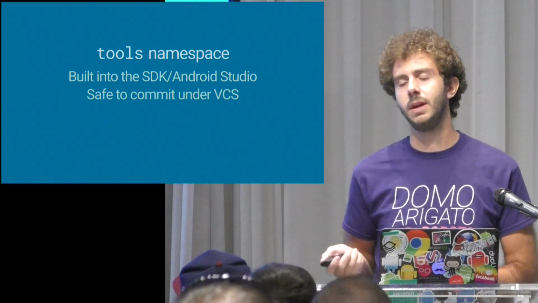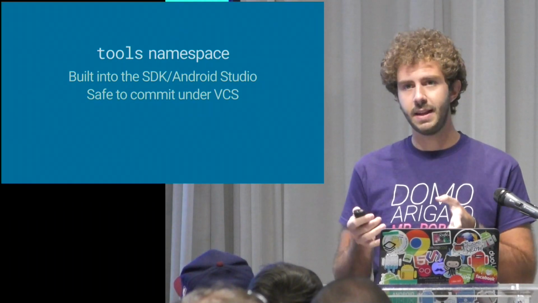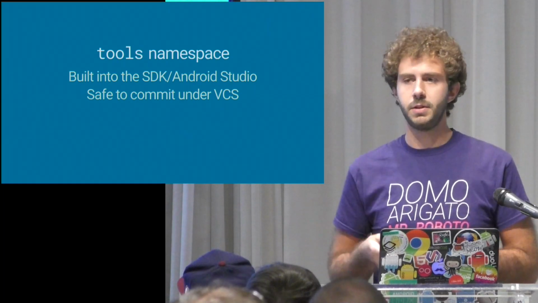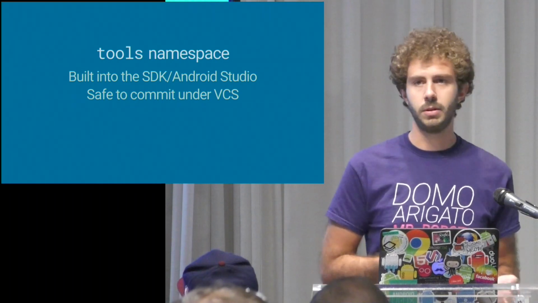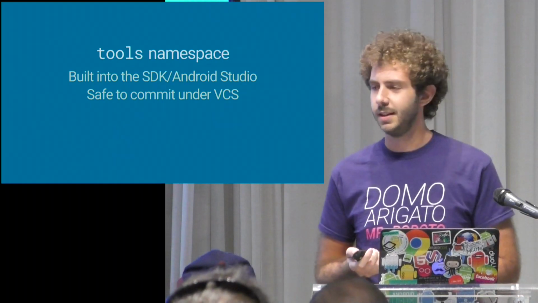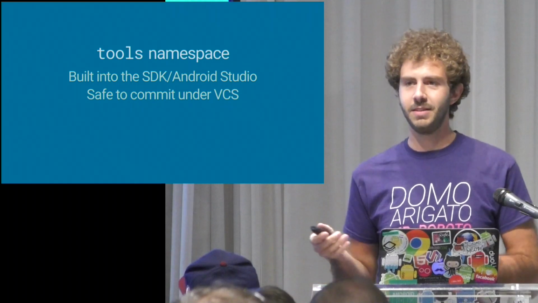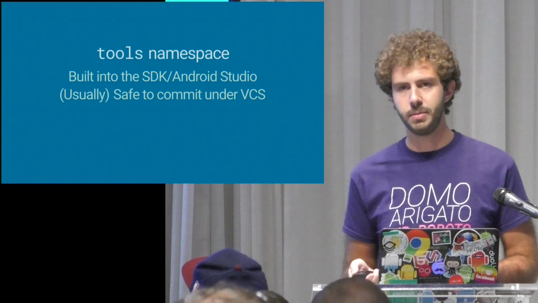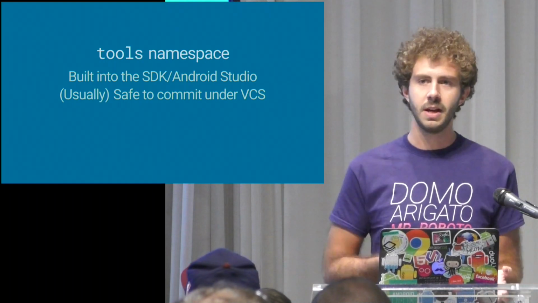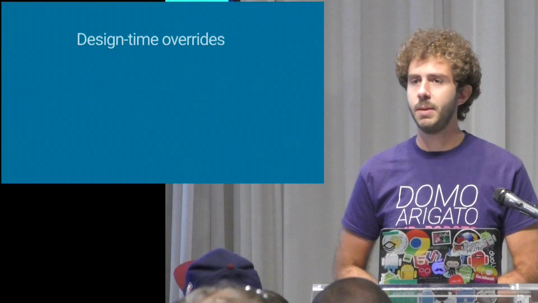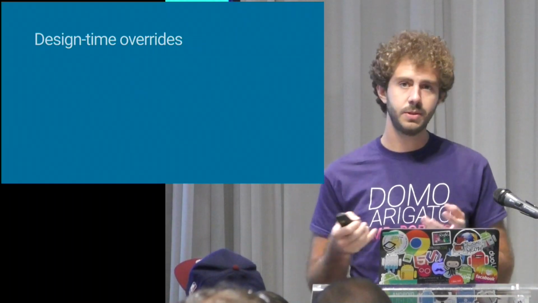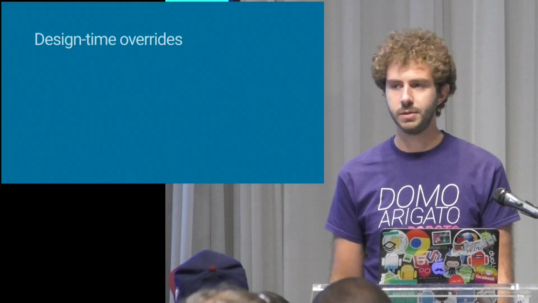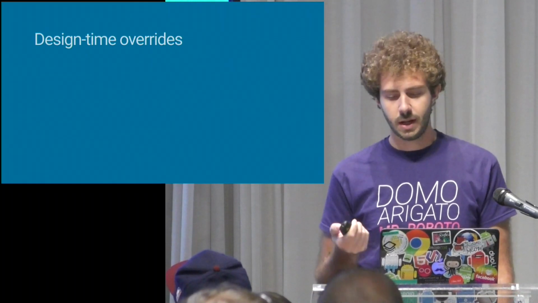They are built in a way that makes them safe to commit into VCS. So if you're using Git or Mercurial or, I hope not, Dropbox to version your code, then most of the attributes can be committed. It's usually safe. Some of them you probably don't want to because they don't really make much sense, but some of them do. And one example of things that sometimes do and sometimes don't, and also one of the coolest things that you can do with the tools namespace, is design time overrides.